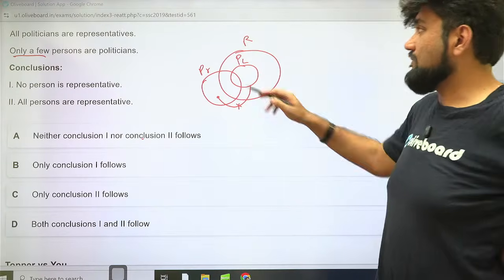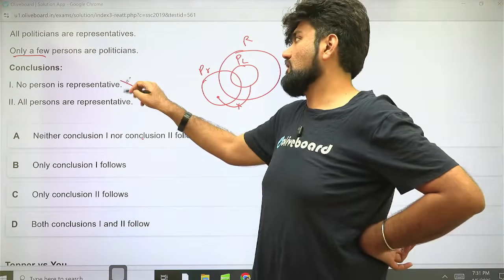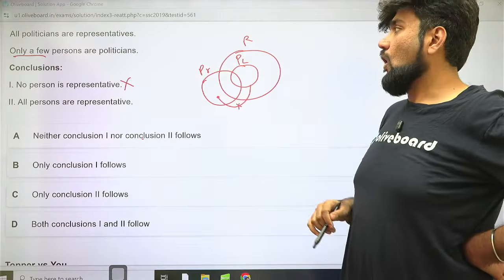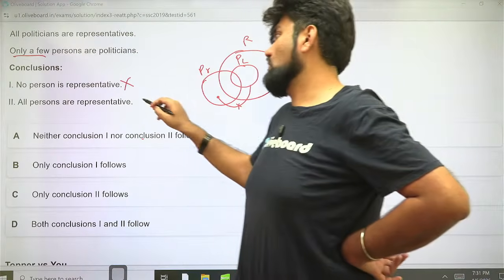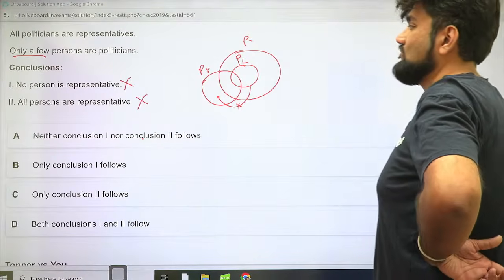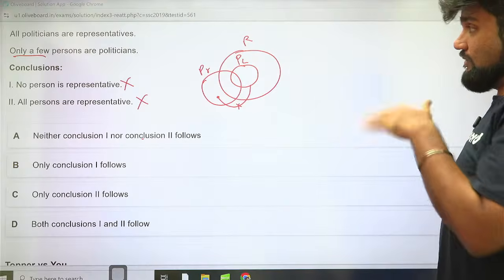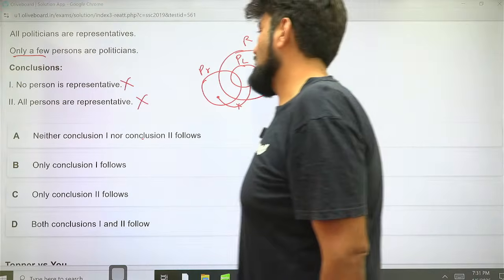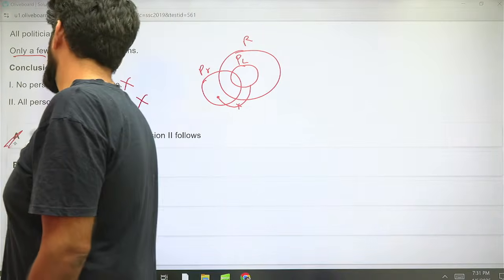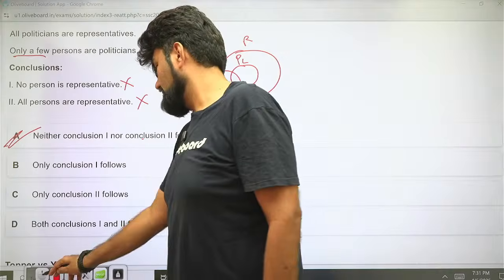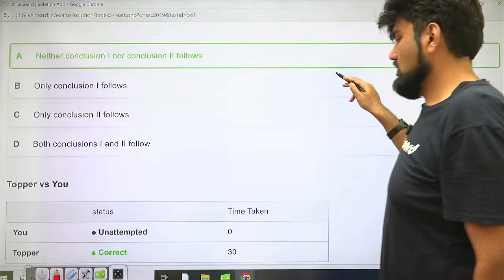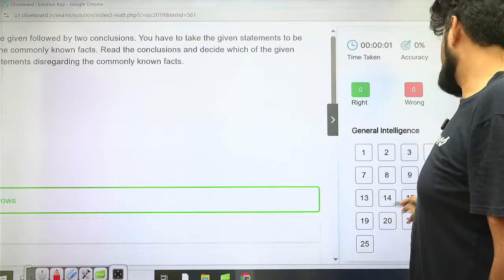No person is representative. Can I say that? No. Some of them are definitely representatives. All persons are representative. Can I say that? No. I cannot say that also. As a possibility, yes, but otherwise, no. So neither 1 nor 2 follows. Okay. Neither 1 nor 2 follows. 30 seconds. Perfect.